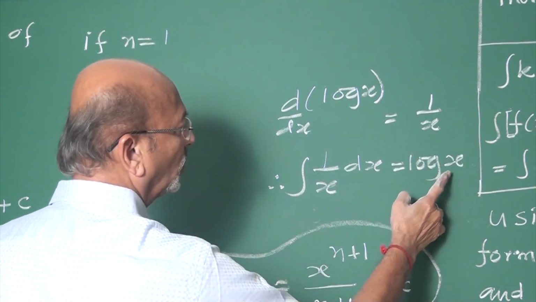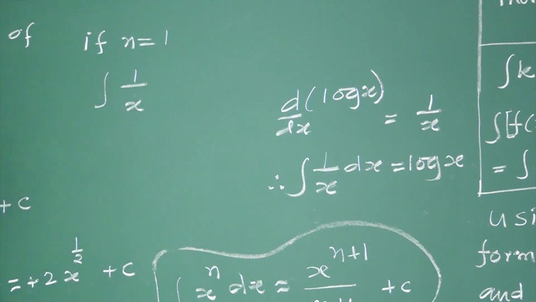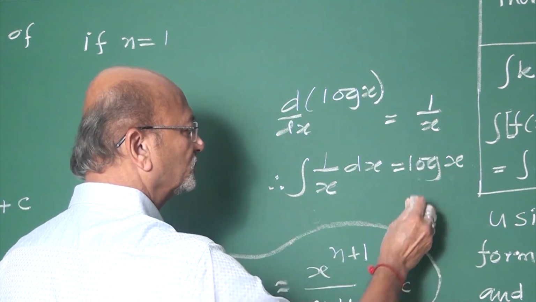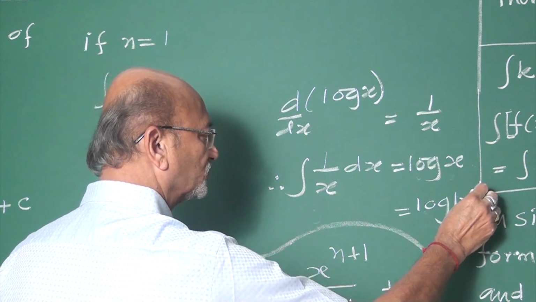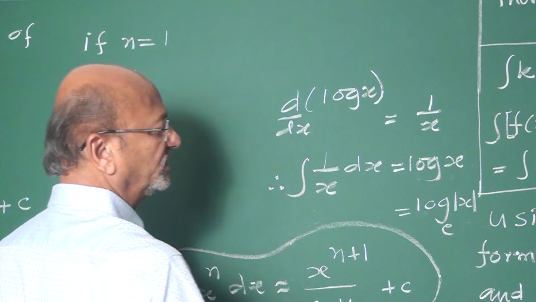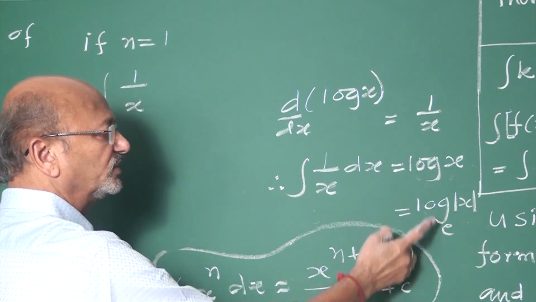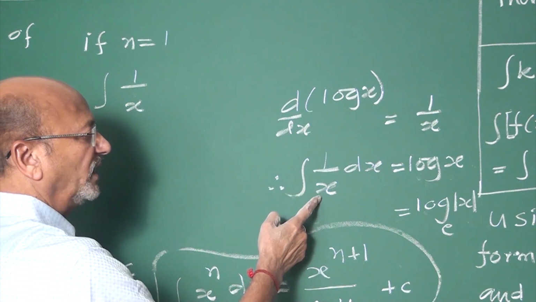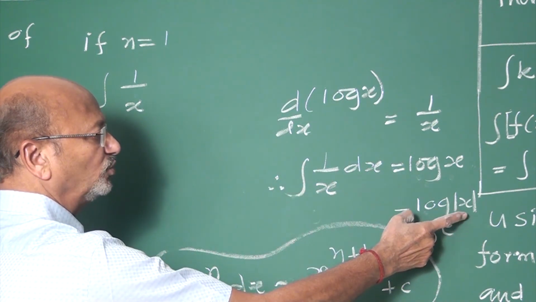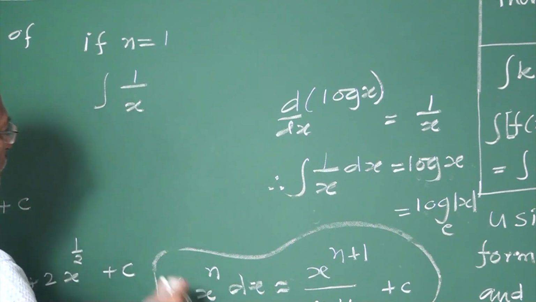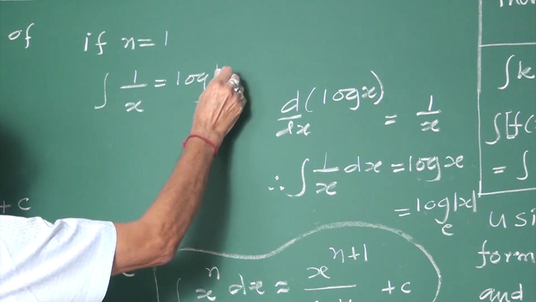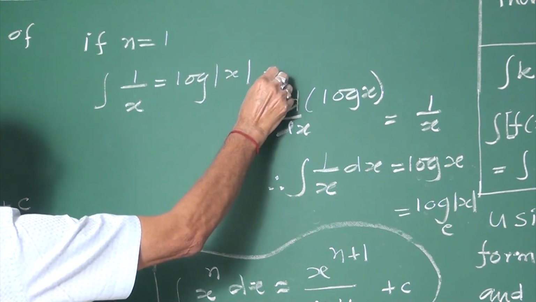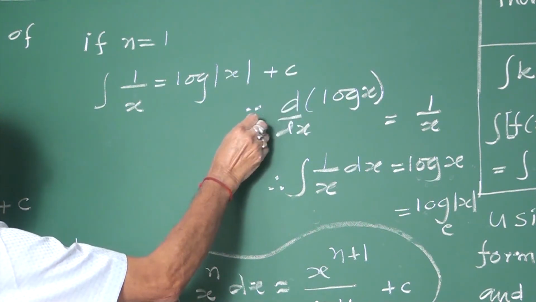Log x. But log of negative numbers is not defined. Log of a negative number is undefined. Therefore, instead of log x, we write log of the absolute value, mod x, with base e. When the base is not written, it is understood to be e. Therefore, the integral of 1 by x is log mod x plus c. Remember, log means you have to make it the absolute value, because a negative number is not defined.